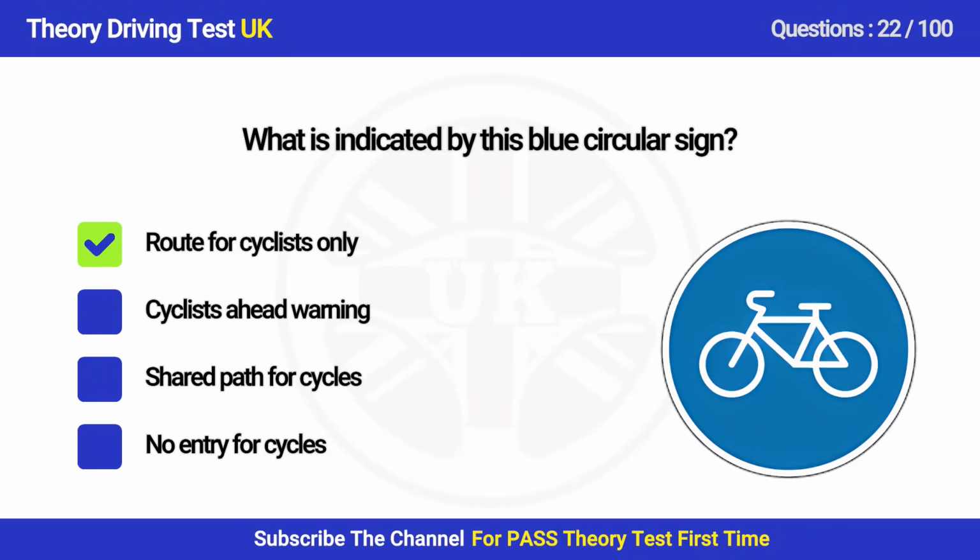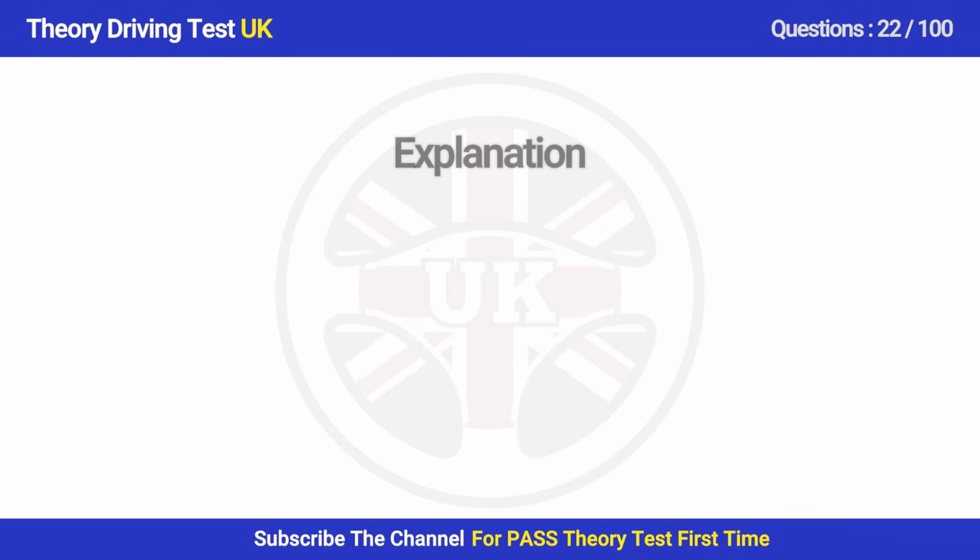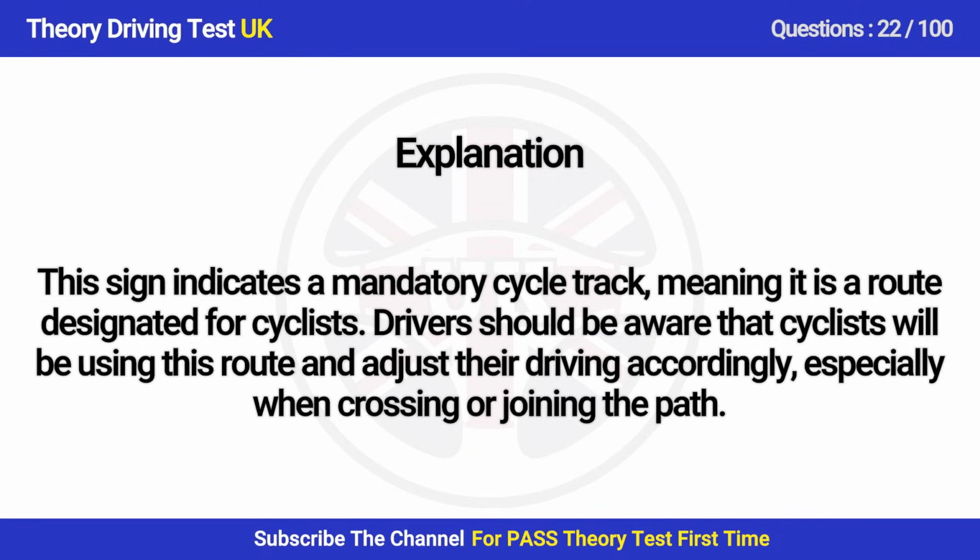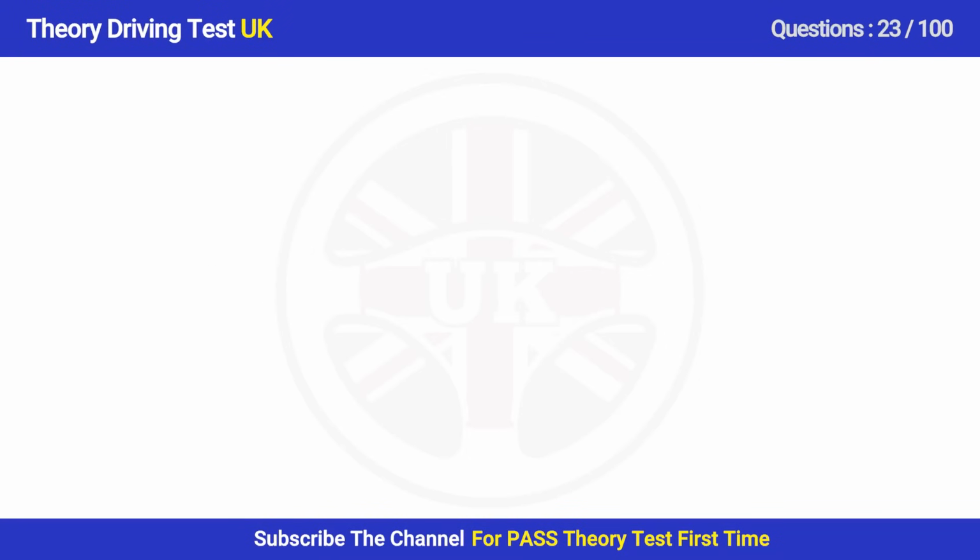Answer is A. Route for cyclists only. This sign indicates a mandatory cycle track, meaning it is a route for cyclists. Drivers should be aware that cyclists will be using this route and adjust their driving accordingly, especially when crossing or joining the path.